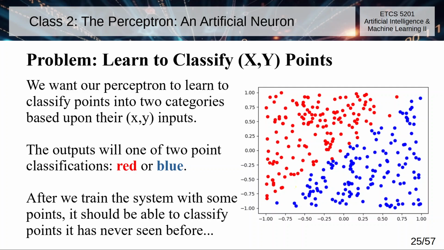So this is not memorizing. It's not going to memorize the list of good ones and list of bad ones. It's going to be learning the general trend of the red ones are up here and the blue ones are down there, and it's going to learn that.